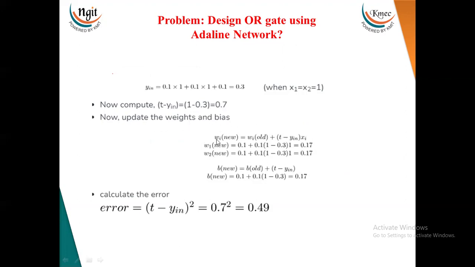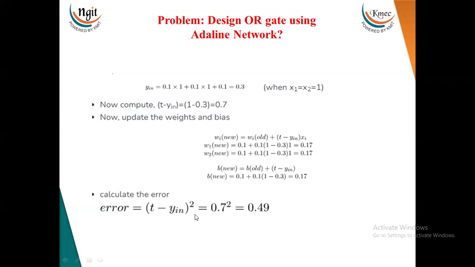Now we have to calculate the new weight. So w_i new equals w_i old plus (t minus y_in) into x_i. So w1 new: the old one is 0.1, plus x_i is 0.1, and t is 1, y_in is 0.3. So I'll get 0.17. Similarly W2. And I'm changing the bias also: B new equals B old plus (t minus y_in). So B new equals, B old is 0.1, plus (1 minus 0.3), it is again 0.7.